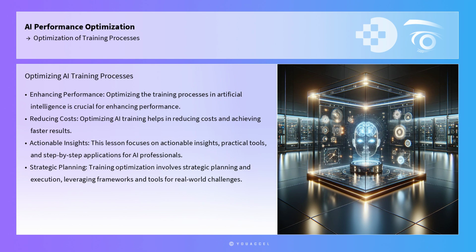This lesson focuses on actionable insights, practical tools, and step-by-step applications that AI professionals can implement directly to optimize their training processes. Training optimization not only involves algorithmic enhancements, but also requires strategic planning and execution, leveraging frameworks and tools designed to address specific challenges in real-world scenarios.